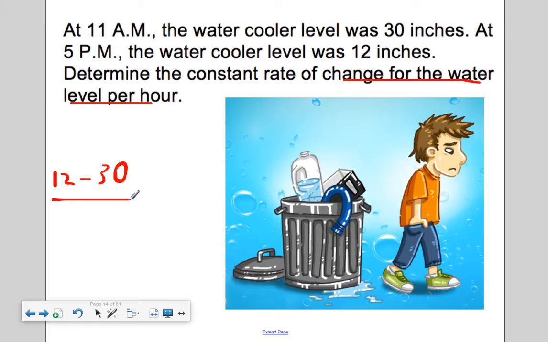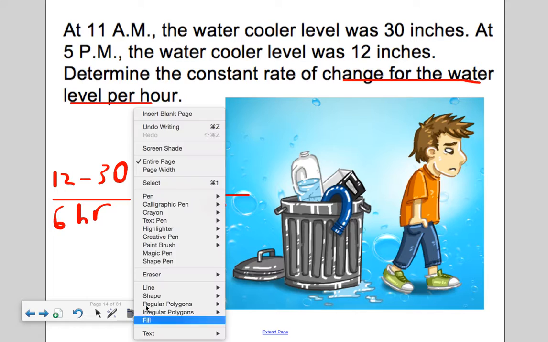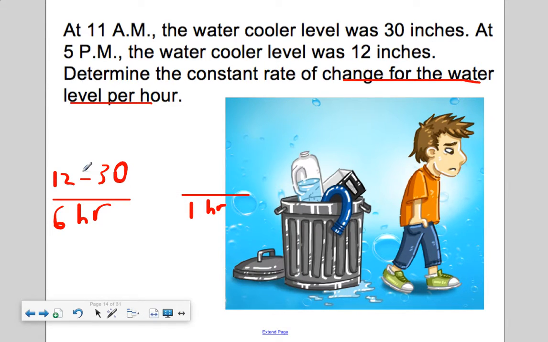How many hours was that? From 11 a.m. to 5 p.m.: 12, 1, 2, 3, 4, 5. That is 6 hours. I want to know how much it changed per hour. Each hour. What is 12 minus 30? For those who forgot how to subtract integers, remember, add the opposite. 12 plus negative 30 is negative 18 inches, and that is over 6 hours.